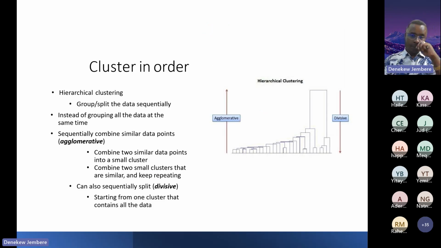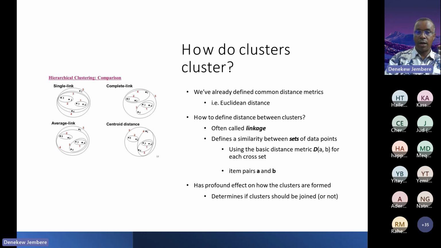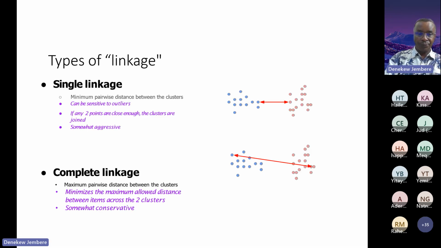And this is the hierarchical clustering. It's not the most common type of clustering, but I suggest you read through this. And there are different types of linkage between the centroids or between the points in different clusters.